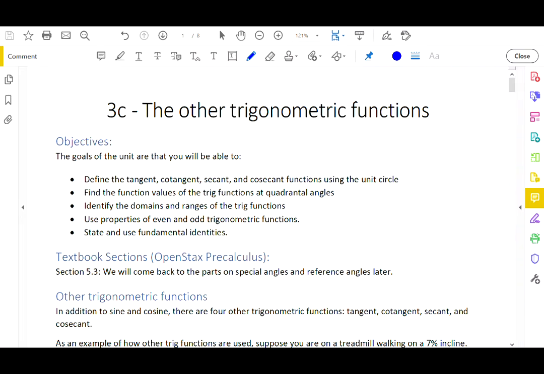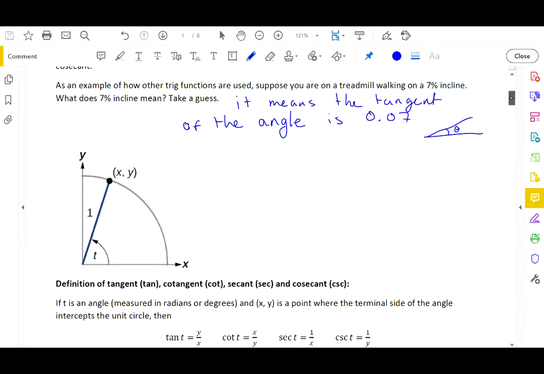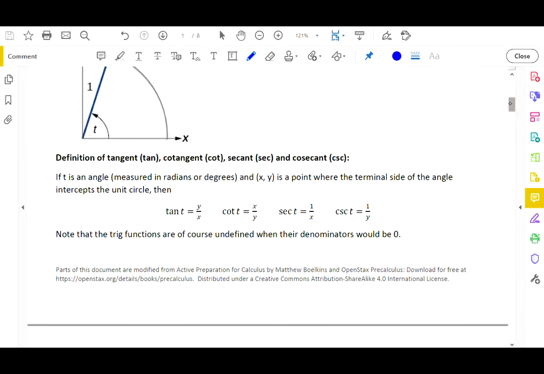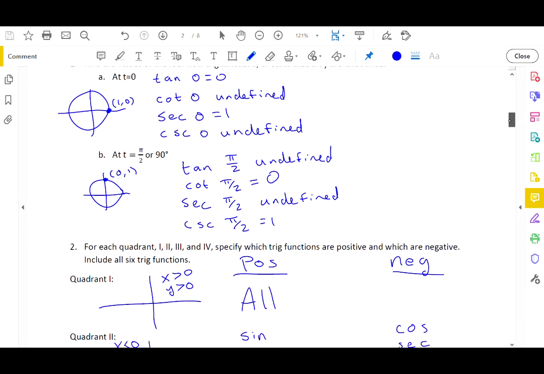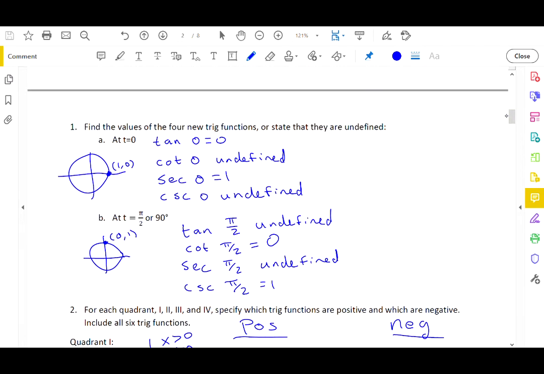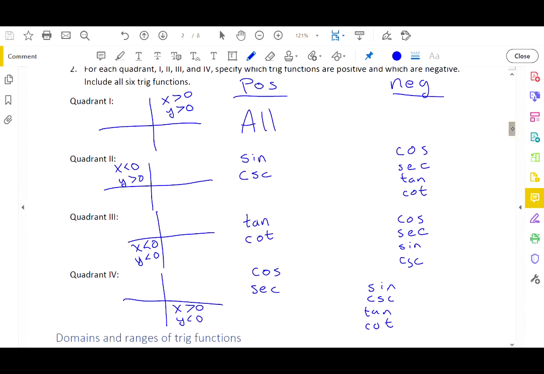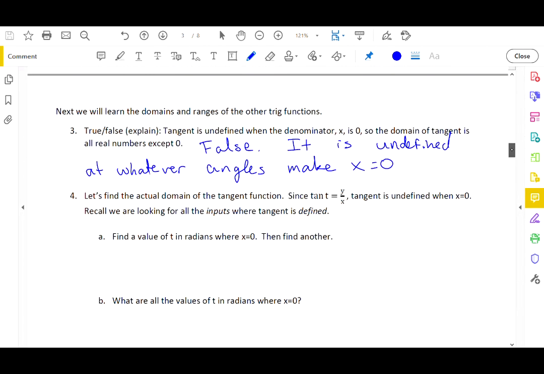Hi everyone, this is the first video of worksheet 3C, which we started before the break. Let's scroll through and see what we were doing. We learned the other trig functions, tangent, cotangent, secant, and cosecant, and we saw their values at 0 and at pi over 2. We saw when they're positive and negative. And then we ended with this problem 3.